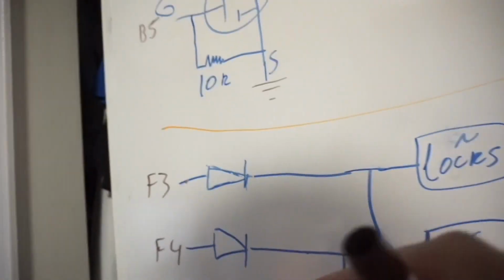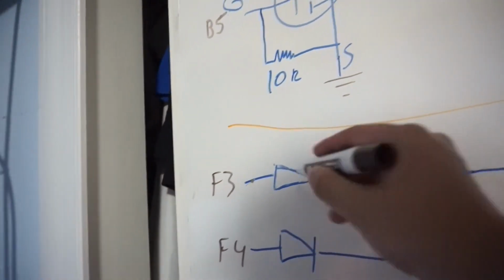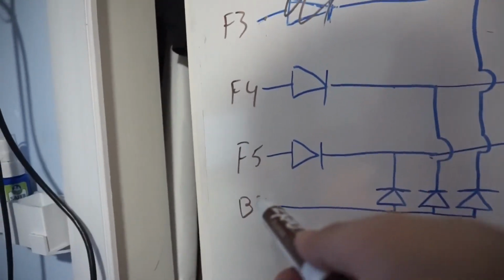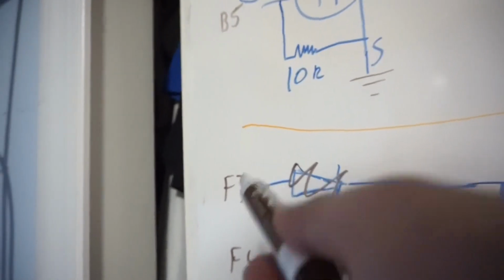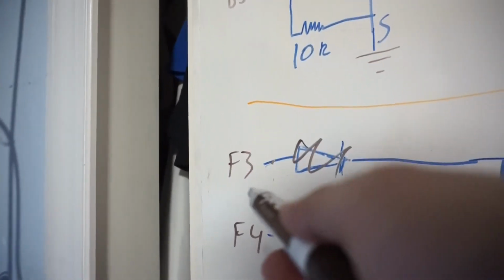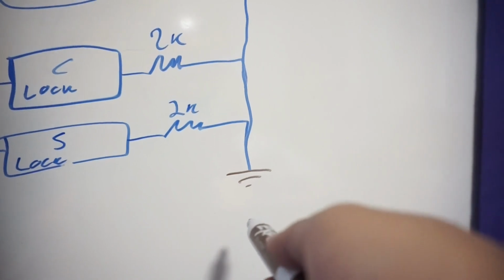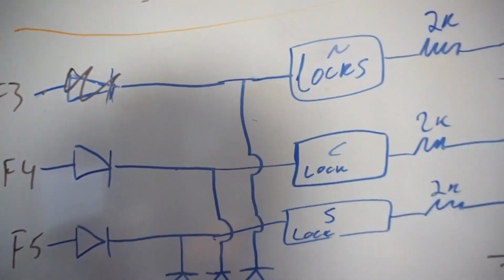And now imagine what would happen if this diode wasn't here. That means whenever B5 is high, it's a lot easier for it to just go straight up and say hello to F3 whenever it's down, rather than spending 2K into the ground. At least that's what I think. I haven't actually tried it.